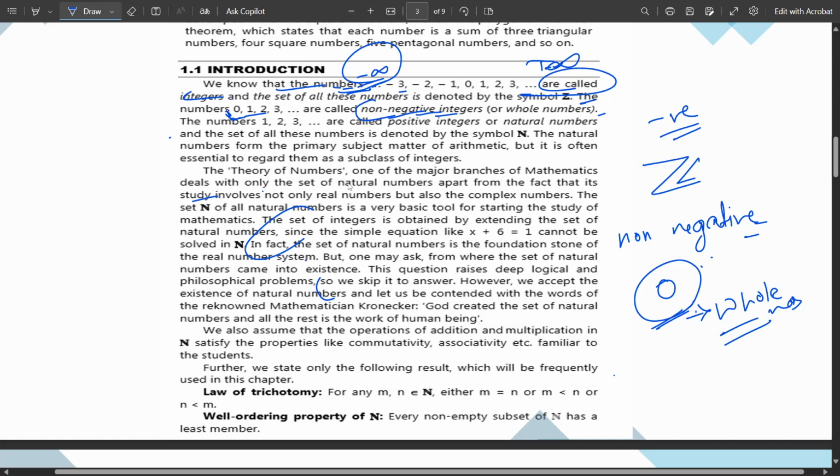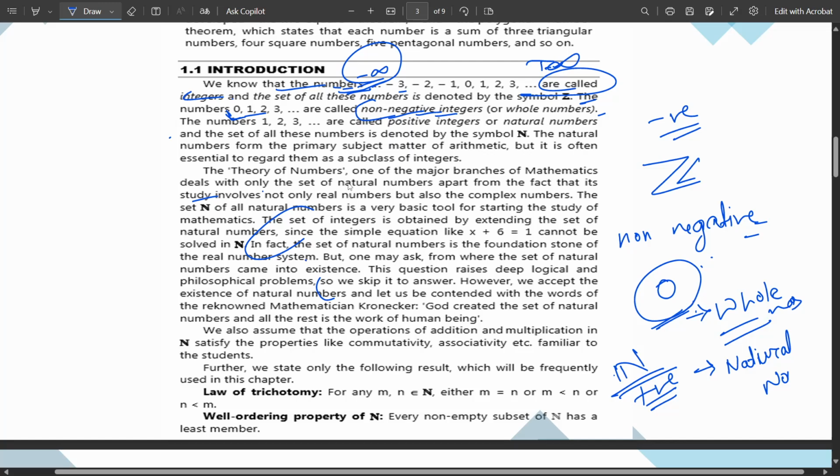Okay, so if we want to denote only positive numbers, then the separate set is called natural numbers, and this natural number set is denoted by N. Clear, guys? So this was something basic which you have seen from your primary school.